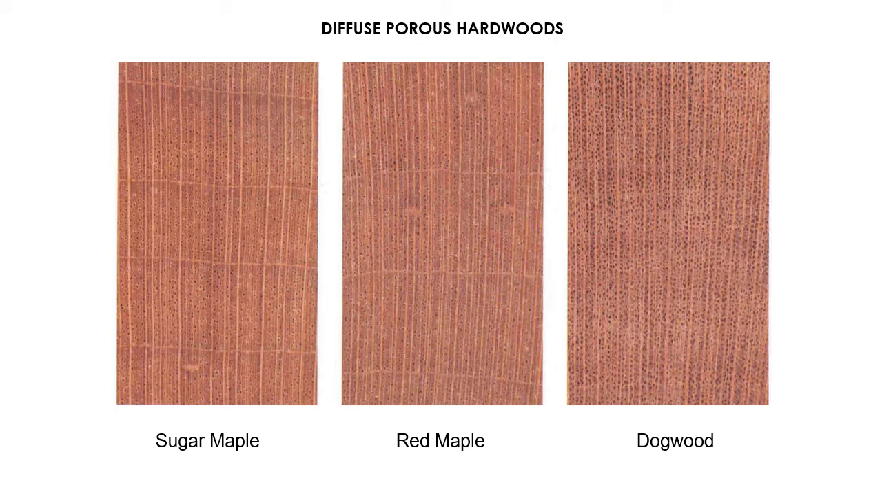Many examples of diffuse porous, so sugar maple, red maple, all your maples are diffuse porous, dogwood, and many other hardwoods.